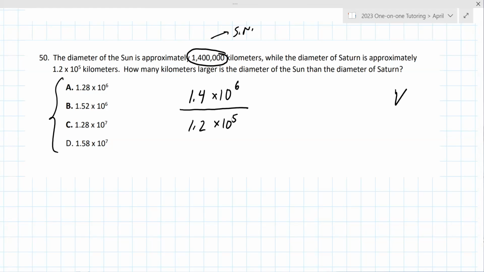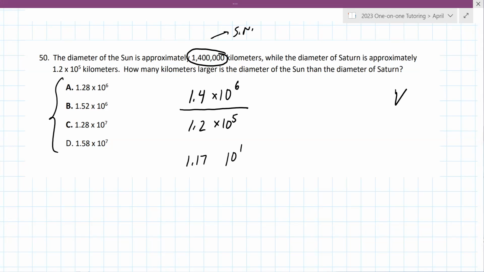I'm kind of wondering why these answers are here. This doesn't quite seem right. Yeah, 1.17. What am I missing here? So the answer is, and the 10 to the 6 becomes 10 to the 1. Do you have the answers here? Because there seems to be an error in this. No, I don't have the answer key.